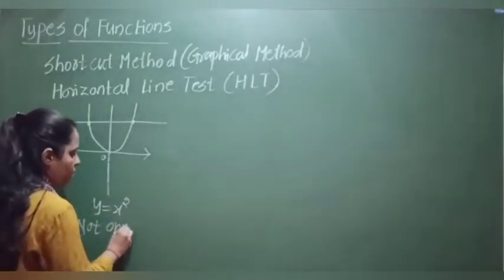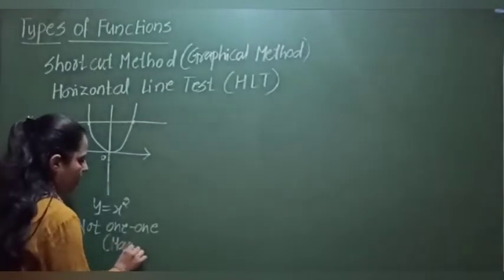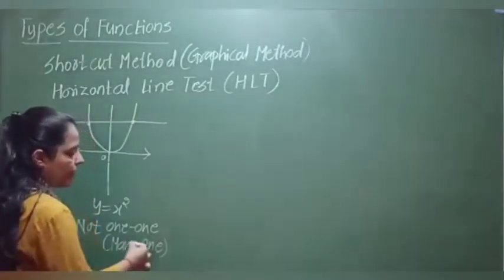Getting it, all of you? Not 1-1 means if it is not 1-1, it is called a many-one function, right?